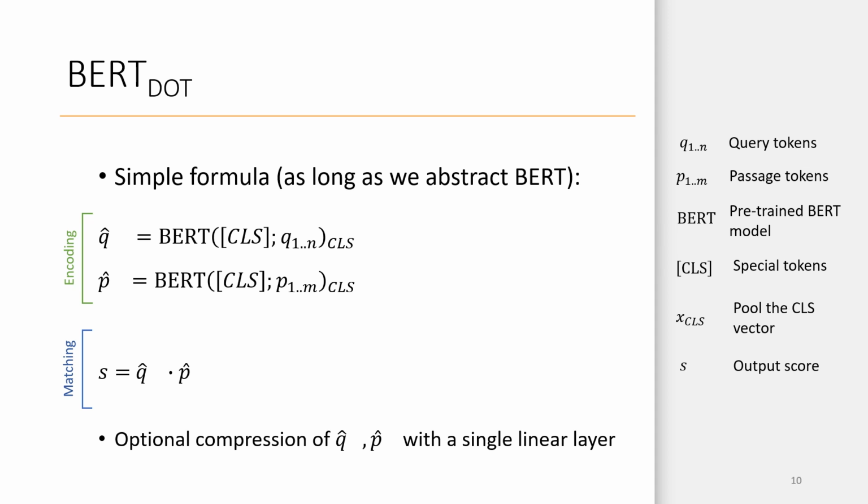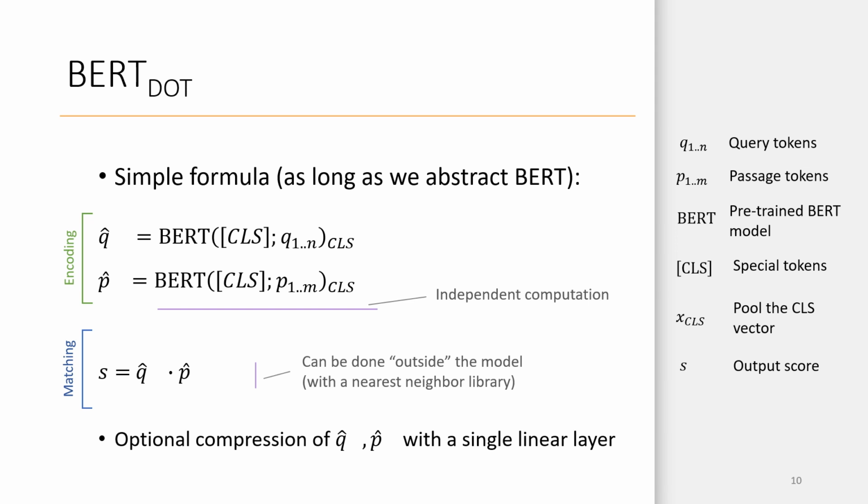Formalized, the BERTDOT model is as follows. We have a separate encoding of query and passages. This can be done independently, and we feed each sequence with the CLS token into the BERT model, and then we pool the first vector output, so the CLS vector gets taken and we ignore the rest of the output. And then in the matching, which can be done outside the model, so inside a nearest neighbor library, for example, we have a simple dot product between the query encoded vector and the passage encoded vector.